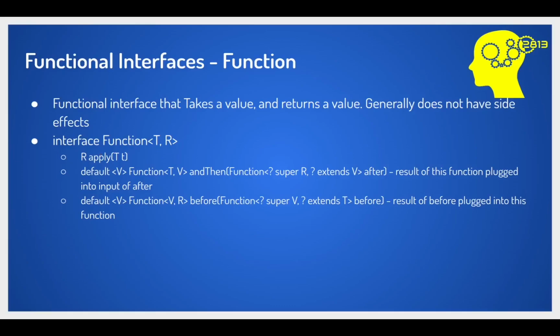Function is a functional interface that takes a value and then returns a value. Generally, Function does not have side effects, meaning that it does not change outside state. It has two generic arguments, the first one being the type of the one argument that is passed in to apply, and the other one being the return type. There are also default methods for running one function and then another.